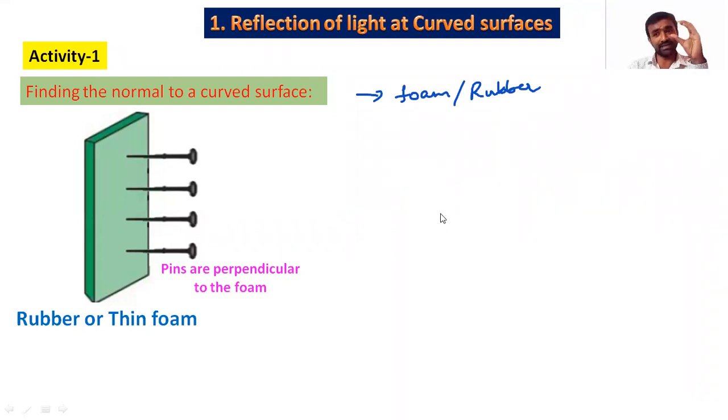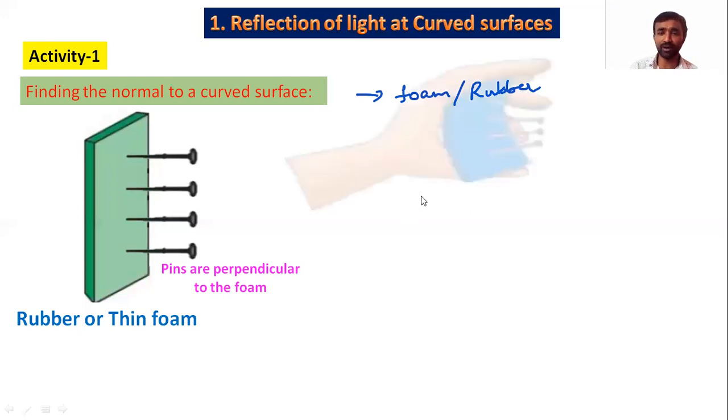Suppose I bend that foam inward or outward, what happens? Suppose this foam is bent inward. Look at my hand here, my palm. It looks like a straight plane. If I bend this inward, it looks like this. If I bend outward, it looks like this, right? So that is what we are doing now.